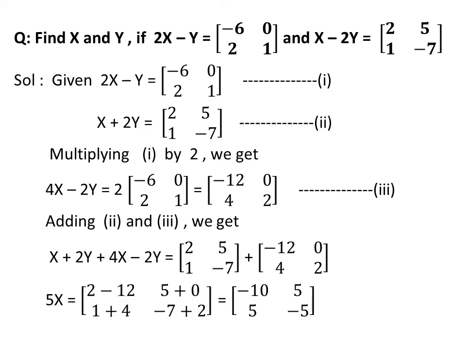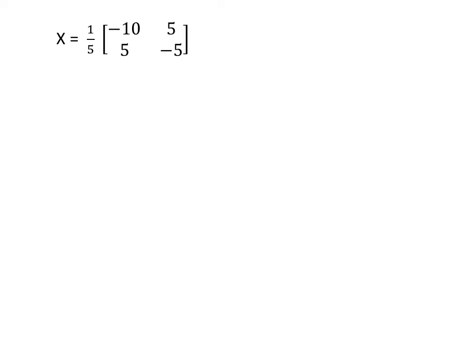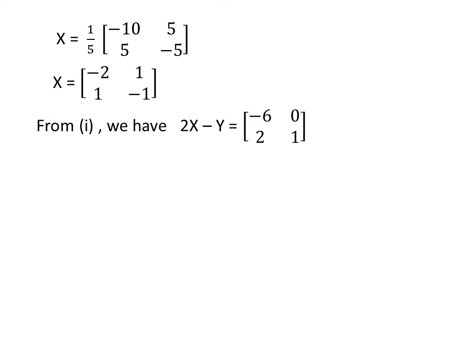Solving this, we get left hand side equals to 5X, and adding the corresponding elements of matrices, we get right hand side equal to a matrix with elements minus 10, 5, 5 and minus 5. Now X is equal to 1 by 5 multiplied by a matrix with elements minus 10, 5, 5 and minus 5. Now multiply each element of matrix with 1 by 5, we get a matrix X with elements minus 2, 1, 1 and minus 1. To find matrix Y, we use the given matrix equation number 1.